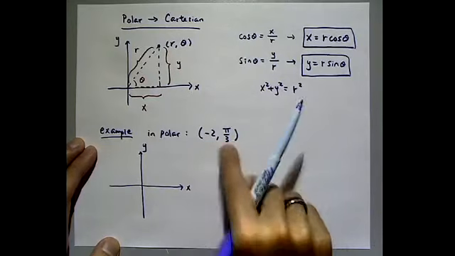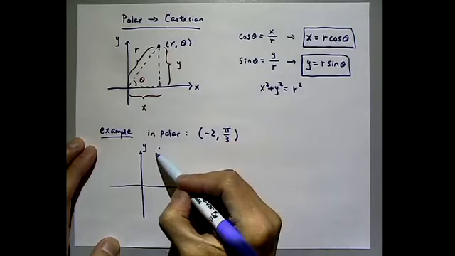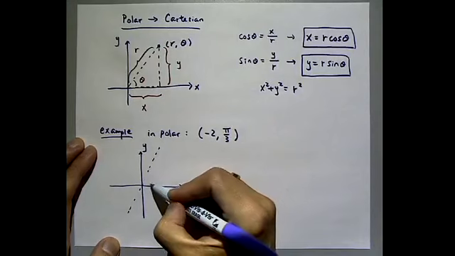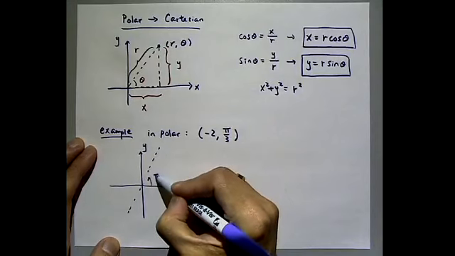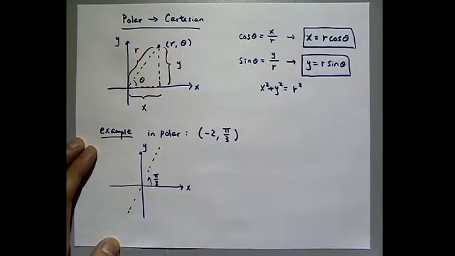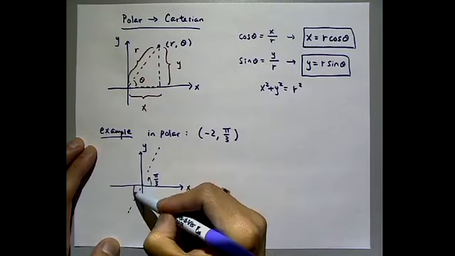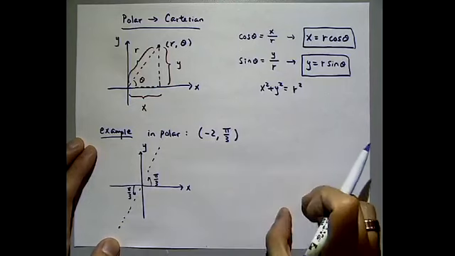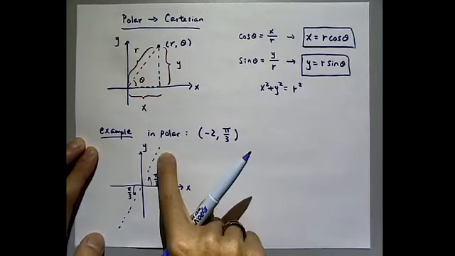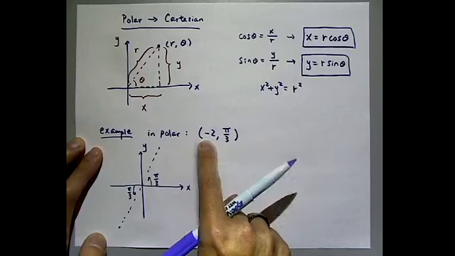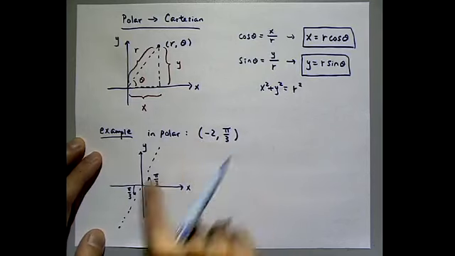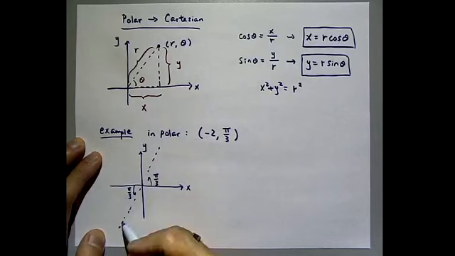All right, so pi over 3. It's this line right here. This is pi over 3. So obviously that's also pi over 3. And then if r is positive, we'll be in the first quadrant. R is negative, so we're going to the third quadrant.